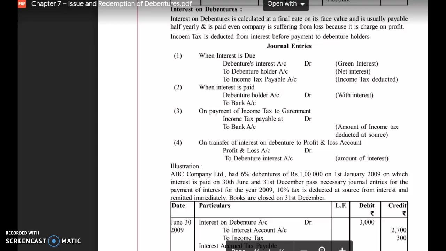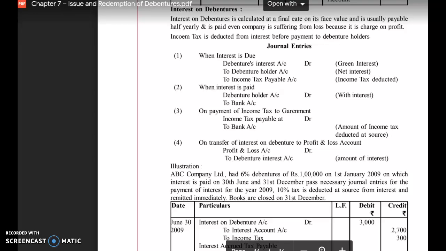Dear students, now we will discuss the next step in this lesson of issue of debenture, that is interest on debenture. Basically, interest on debenture is generally paid by the company half yearly. Now, when the interest on debenture is paid by the company, as per the provisions of the Income Tax Act, company has to deduct certain amount of tax if it is due against the interest income, and that amount is to be deposited by the company in the treasury or in the government account.